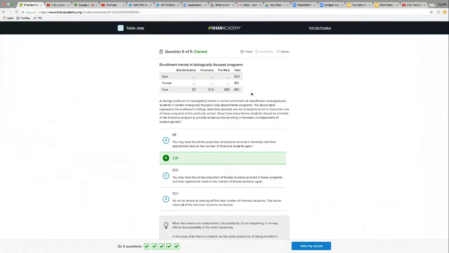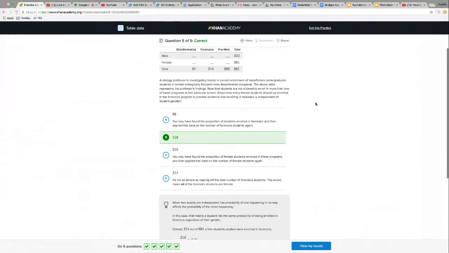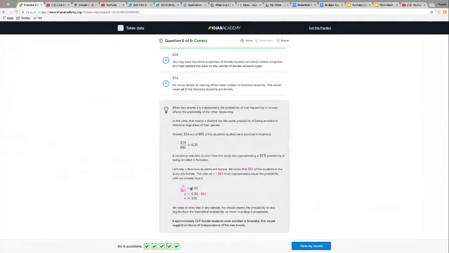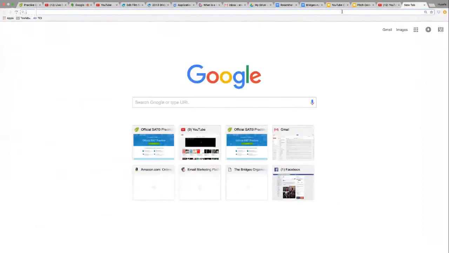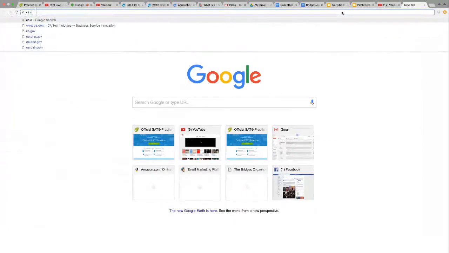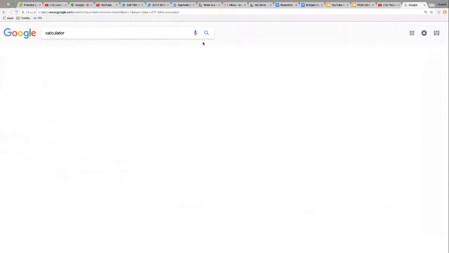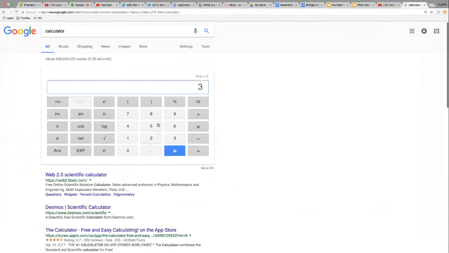Another way to do this, so with that probability, is essentially the same thing, but you take 381 over 691, and you get the percentage of females, the decimal equivalent. And then you multiply that times 214, and that's exactly what they did here. Well, no, here they did it a little differently. But watch, you can get the same answer if you do 381 divided by 691. Let me try this here. Calculator. So this is how I would have done it, I suppose.